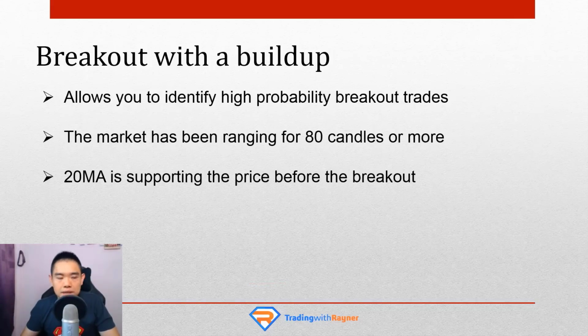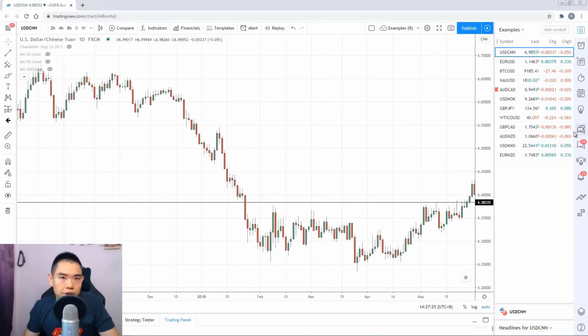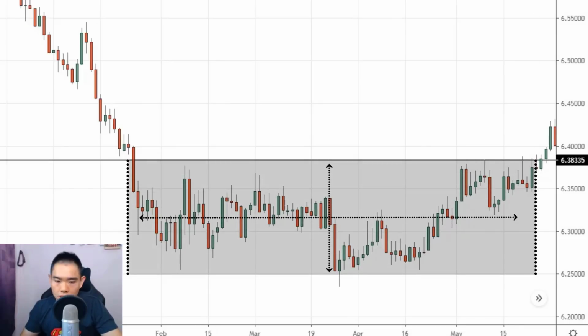So let me share with you a few examples about the breakout. So first one over here, you can see that this market is the US dollar against the Chinese yuan. First and foremost, you want to see at least 80 candles from here, the start of the range, all the way towards the end. Like I've said, 80 is just a general guideline. If you have 75, 77, 78, 69 whatsoever, it's fine.